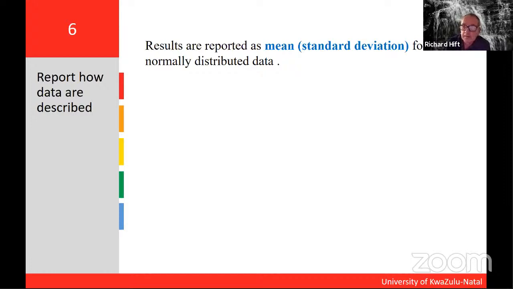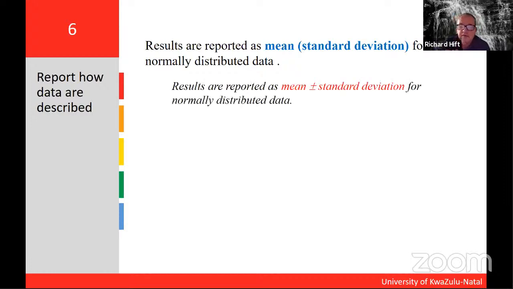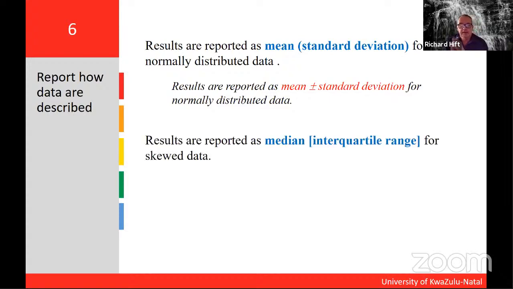The parenthesis is now the preferred method of showing a standard deviation. The old plus minus is no longer recommended, and you should really not be using it. Use mean, open parenthesis, standard deviation, close parenthesis. Once you've identified it as such, then you don't have to put SD or standard deviation inside the brackets along with your numbers. You've defined it already. So for normally distributed data, mean and standard deviation are recommended and expected by journals.